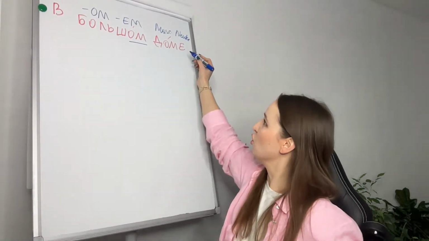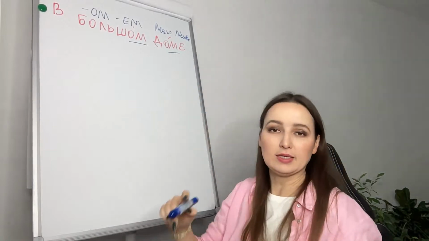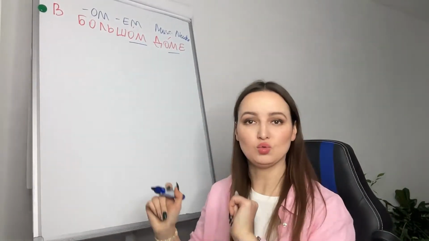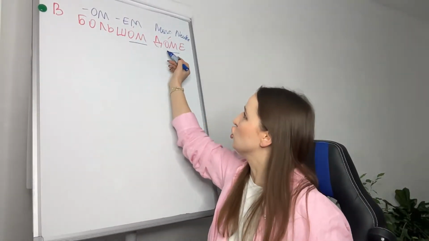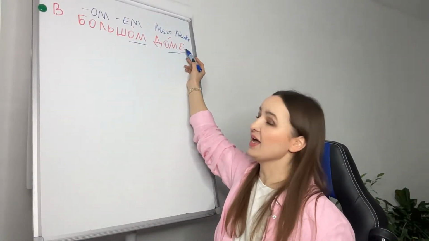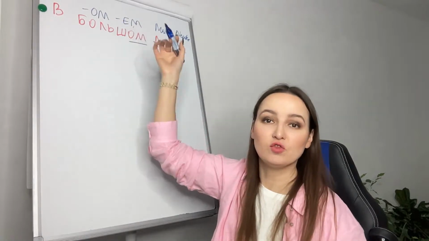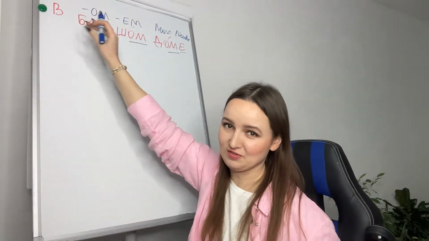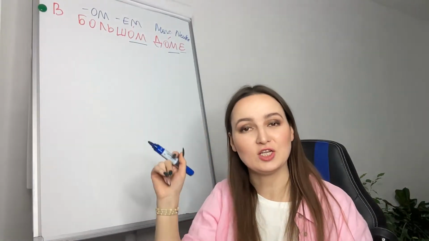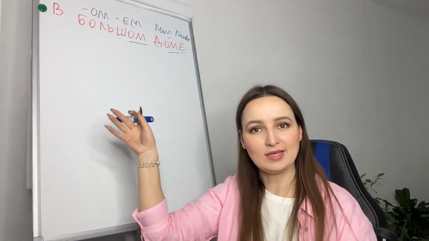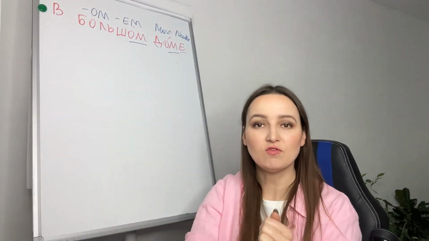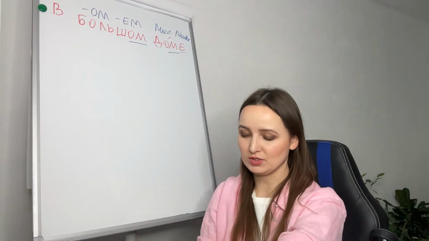Большой дом. Дом is masculine. It ends in a consonant. To make it prepositional, to ask where, в доме. Just add ye to make it prepositional. В доме, in the house. And we have an adjective here that we have to change also according to a case. В большом доме, где, in a big house.